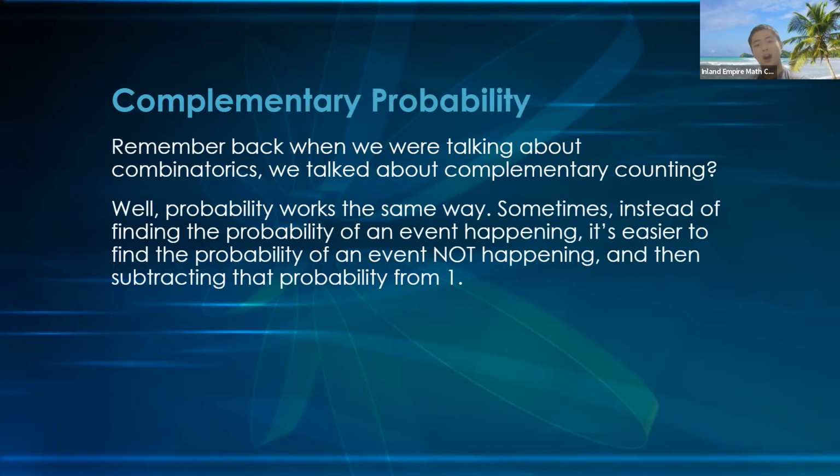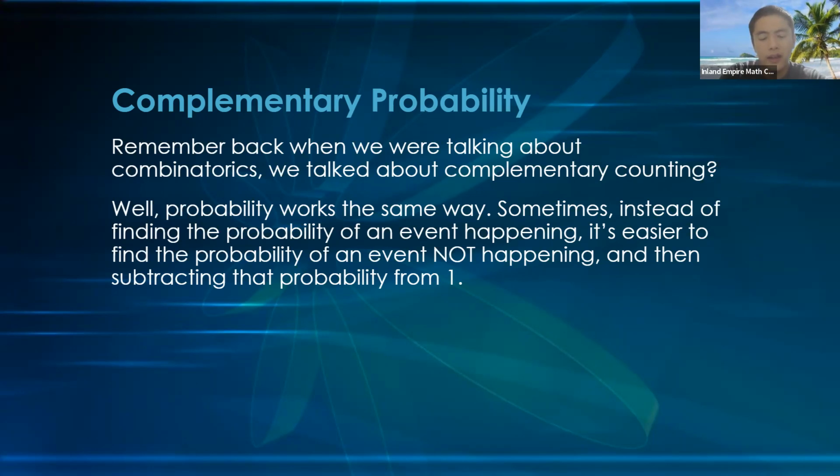Okay, now complementary probability. So Lloyd, you would remember this. Remember back when we were talking about combinatorics, we talked about complementary counting, right? It's like the idea of instead of counting the number of ways to do something, we count the number of ways to not do something and subtract that from the total number of ways of doing something, right? So probability works the same way. Instead of finding the probability of an event happening, sometimes it's easier to find the probability of an event not happening and then subtracting that probability from 1.